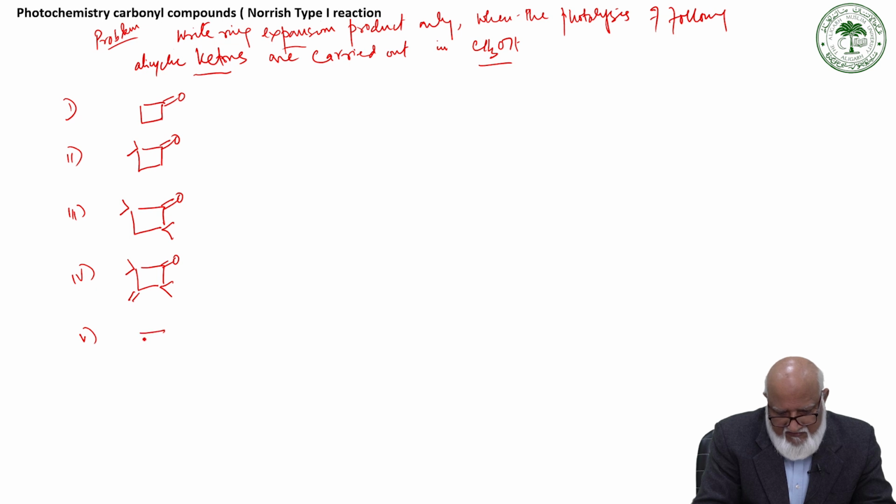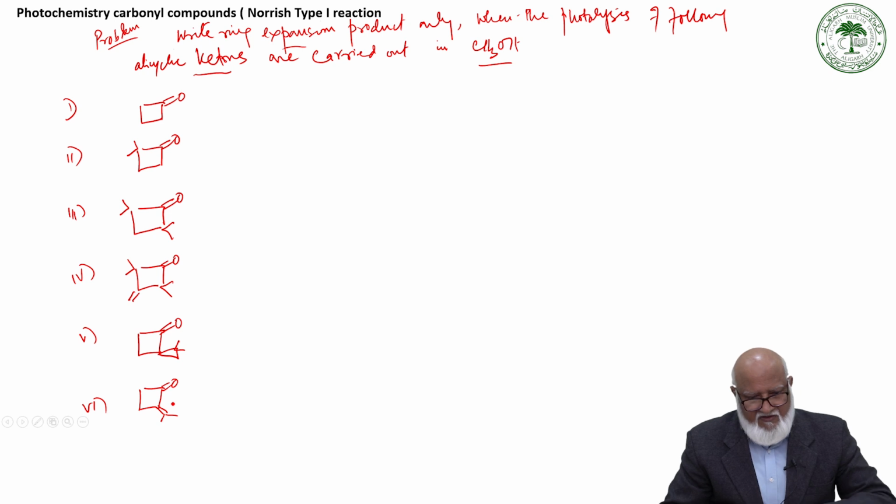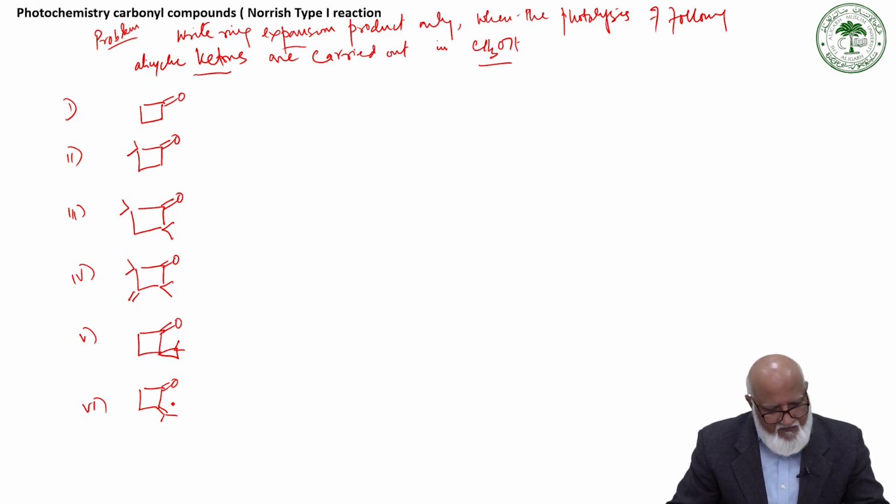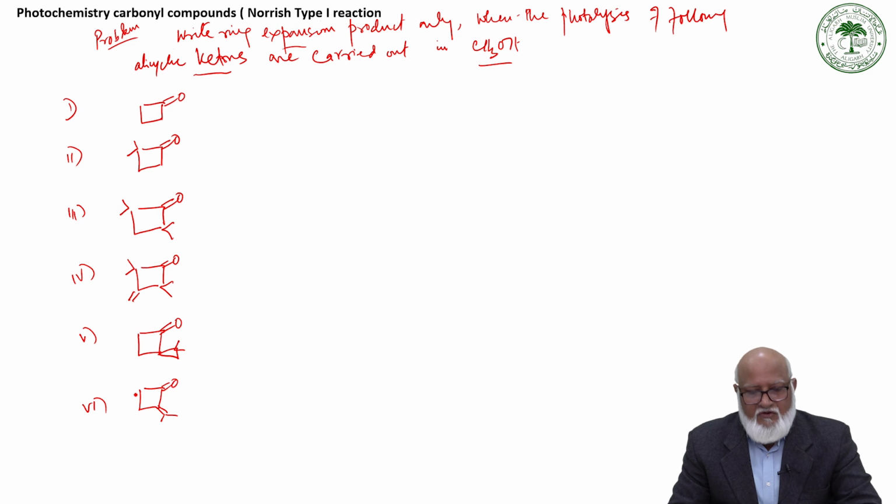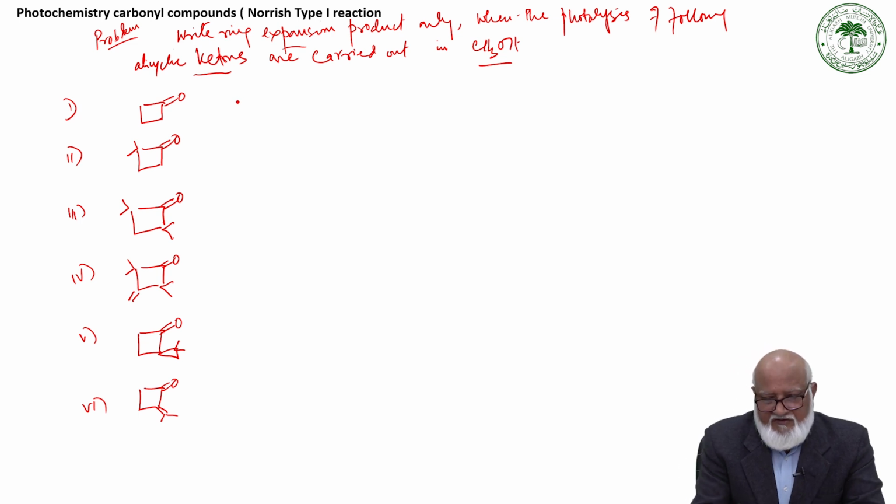Fifth one is a cyclopropyl group, and then the sixth one is again, so there is a series of 1, 2, 3, 4, 5, 6, 7. 1, 2, 3, 4, 5, 6, and then there is one more, but it doesn't matter. Okay, so these are all carried out as photolysis in the presence of methanol.